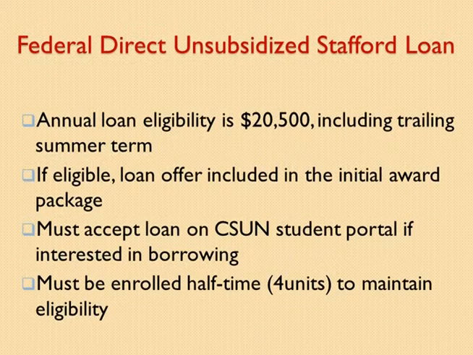Your award package will always include the maximum loan eligibility. However, you can choose to accept a lower amount. If you choose to accept a lower amount, once again, you will need to access the CSUN student portal and put in, as you are accepting the loan, the lower amount that you are choosing to borrow. In addition, you must maintain at least half-time enrollment to be eligible for the loan. Half-time enrollment for graduate students is defined as 4 units.